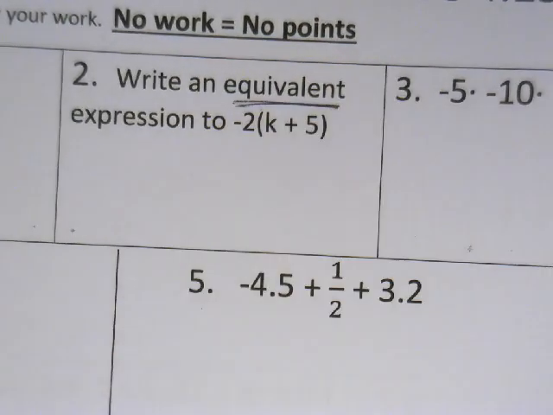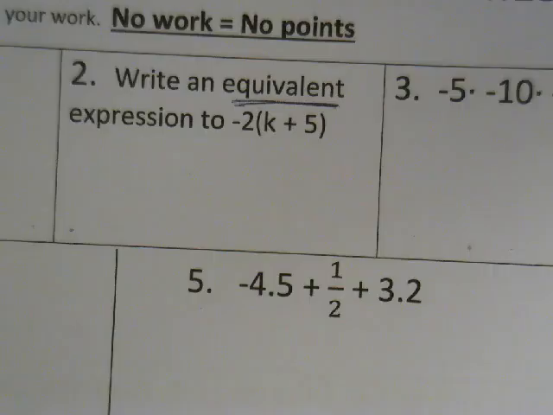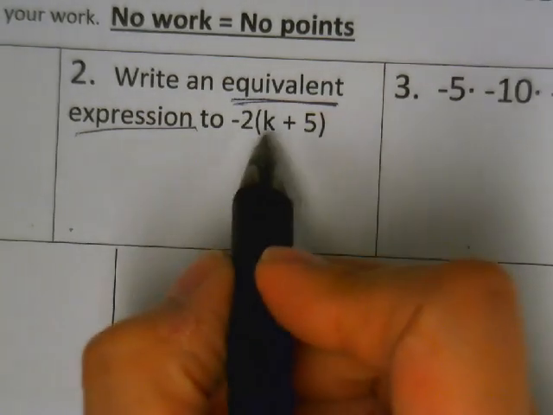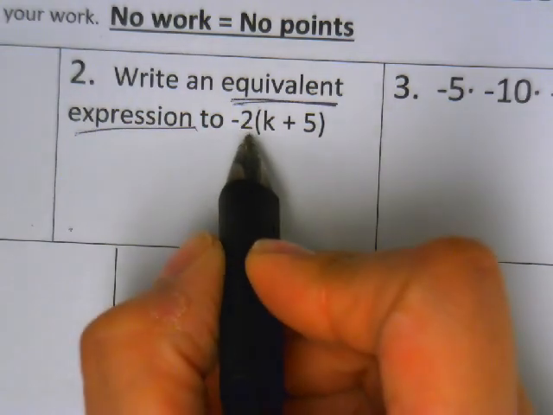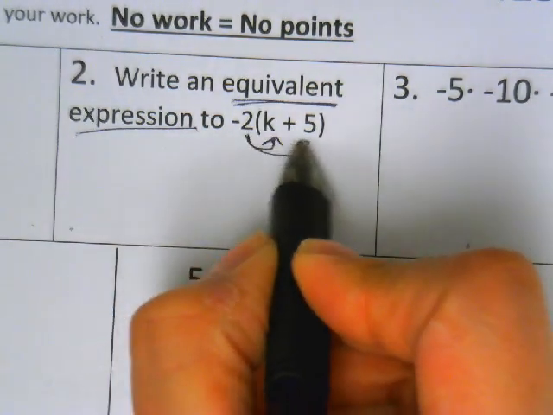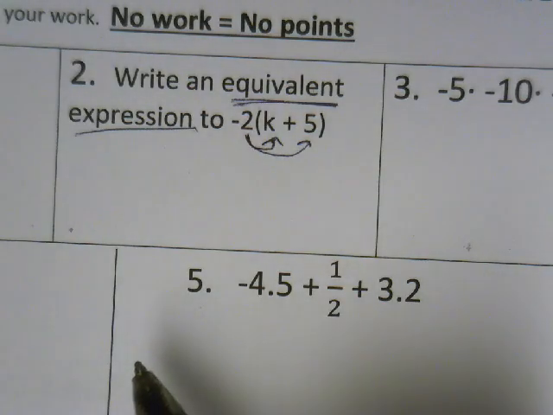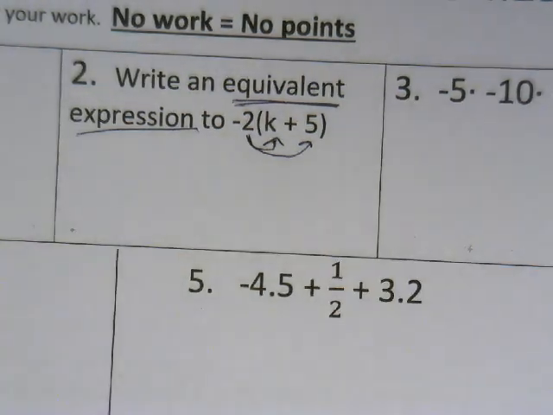Equivalent. What does equivalent mean? Equal. Equivalent just means equal. Expression means a problem. So here, whenever you have something outside the parentheses, we're just going to distribute. What's negative 2 times k? Negative 2k. Exactly. Okay? So it looks harder than what it is.